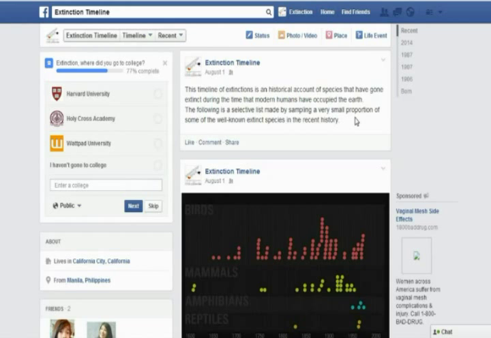This timeline of extinctions is an historical account of species that have gone extinct during the time that modern humans have occupied the Earth. The following is a selective list made by sampling a very small proportion of some of the well-known extinct species in the recent history.